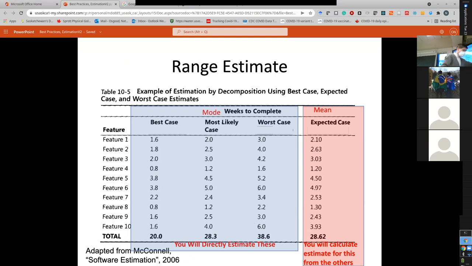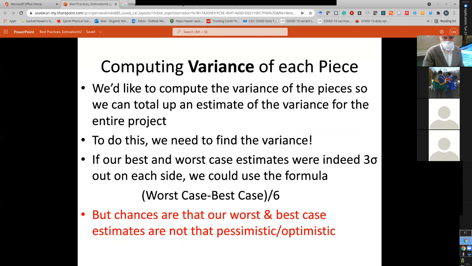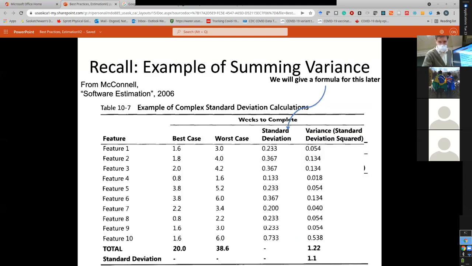This would allow us to get the expected case. The key is to compute the variance, for how uncertain we are about each of these estimates. From the best to the worst case, we come up with a variance. The variances add, and we use this to derive the expected case. How are we going to get a variance for each of these?